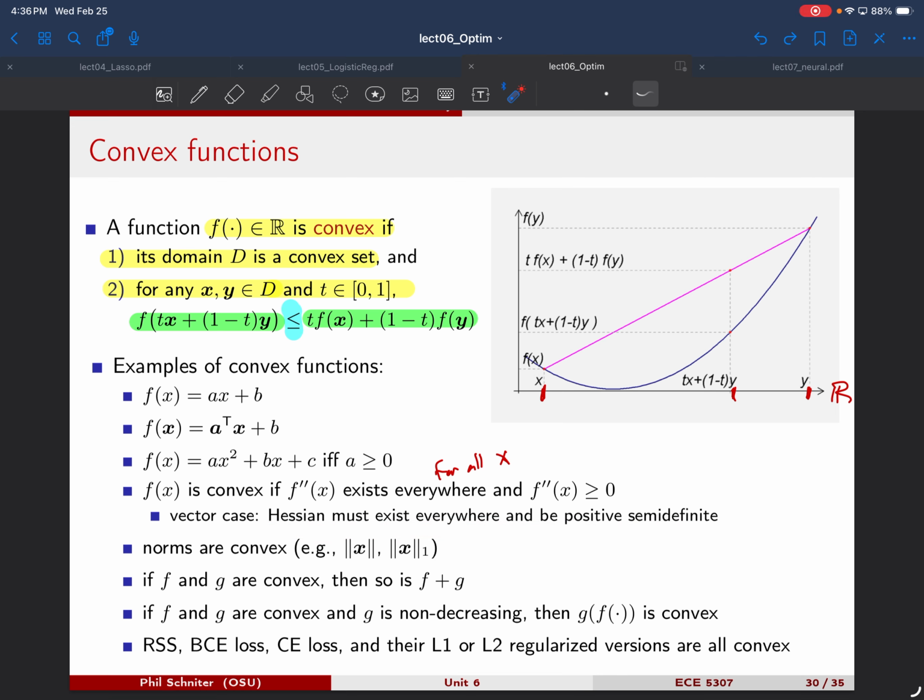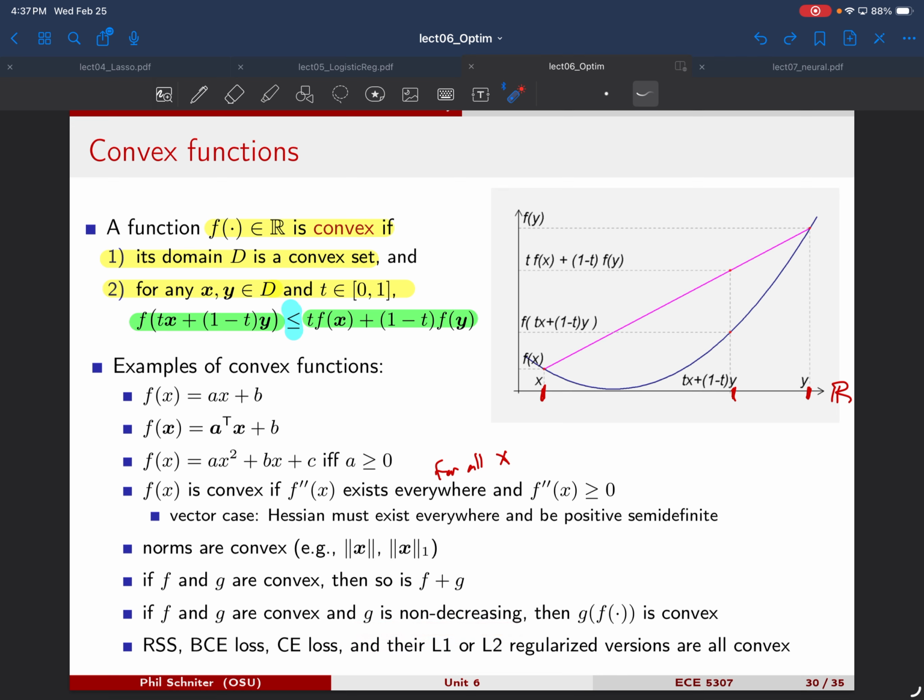Other things that we often see, norms, these are always convex. If you have two convex functions and you add them together, the result is also convex. Another interesting question is, what if you have two convex functions and you chain them together? You look at their composition. Well, it turns out that that is only convex if the second one is non-decreasing. So in general, chaining convex functions together does not give you a convex function, but it is in the special case that the second one is non-decreasing.